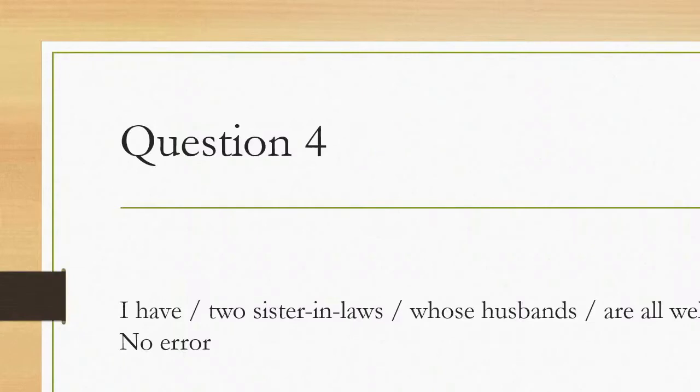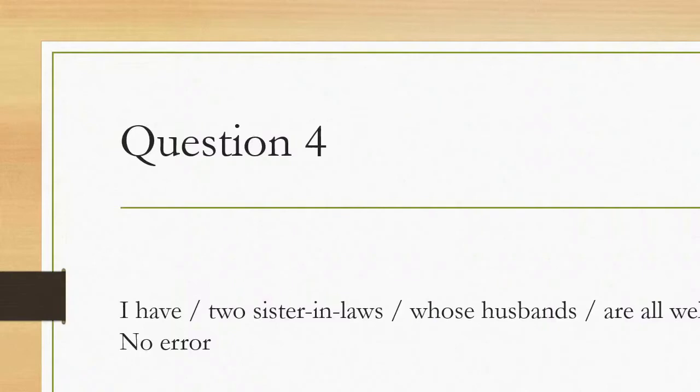In the next expression, "two sister-in-laws whose husbands are all well settled in Delhi." Whose husbands are all well settled in Delhi. The sentence seems to be right, right? I don't think there is any error with the sentence. If you look at this, we just say, I have two sisters-in-laws whose husbands are all well settled in Delhi, right? If you're able to find any error, then I think you are on the right track.